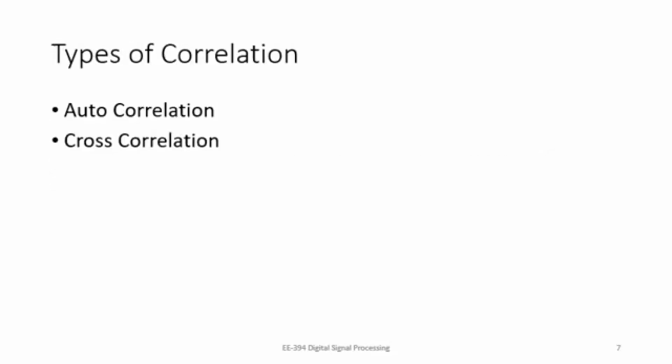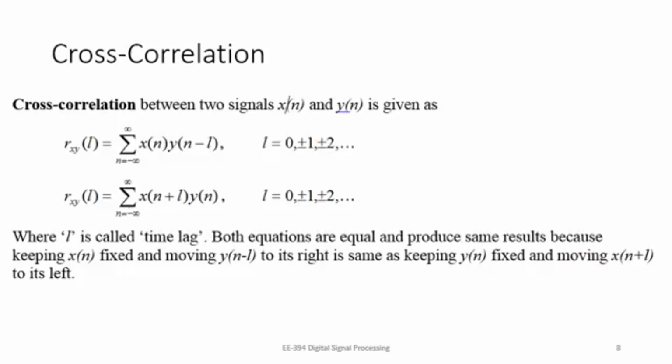So there are two types of correlation. One is autocorrelation, which is between the signal with itself, and there is cross correlation, which is the correlation between two different signals. Essentially they are similar. There is a slight difference in the formula and properties. So let's start by looking at cross correlation.